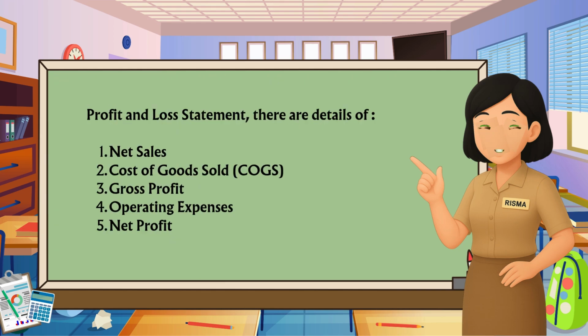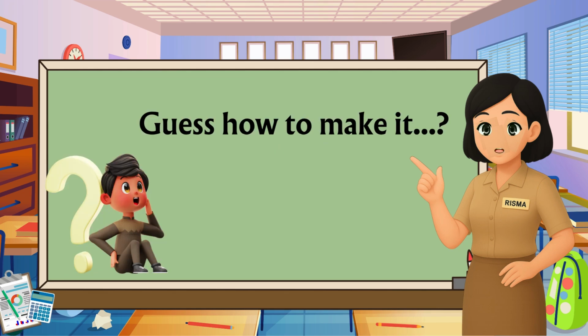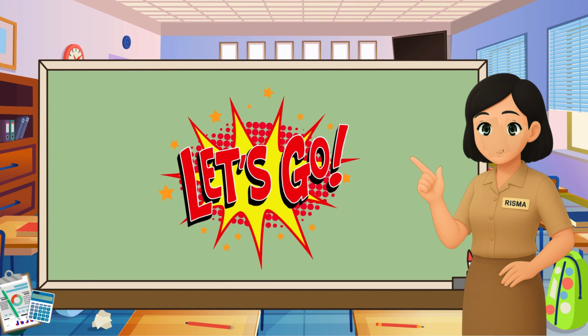The profit and loss statement has a total of 5 parts: number 1, net sales; number 2, cost of goods sold; number 3, gross profit; number 4, operating expense; and number 5, net profit. Following this example, let's compile the profit and loss report. Guess how to make it? Let's go!